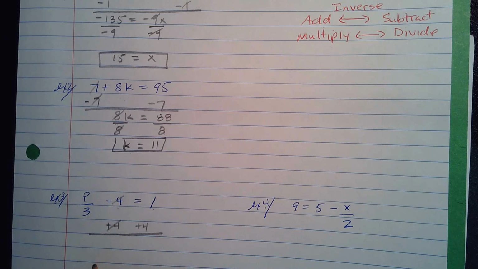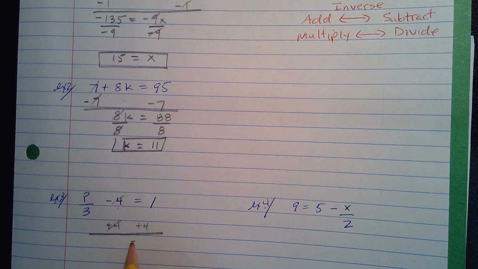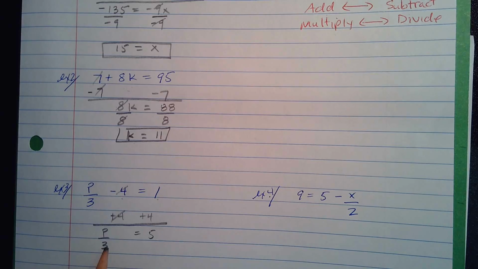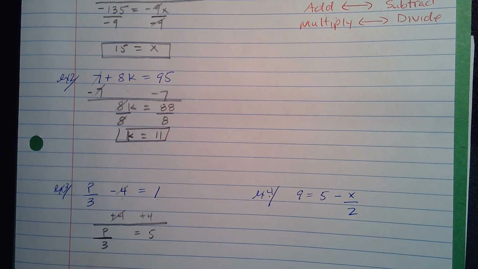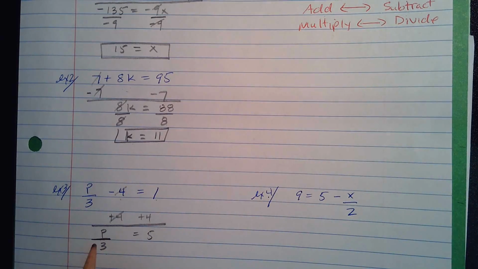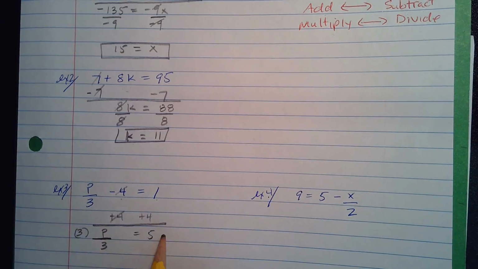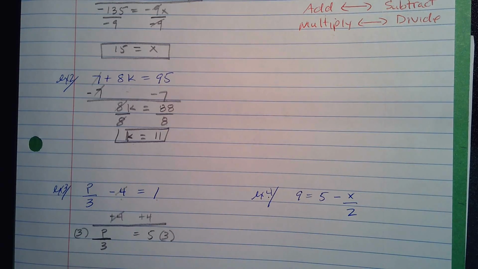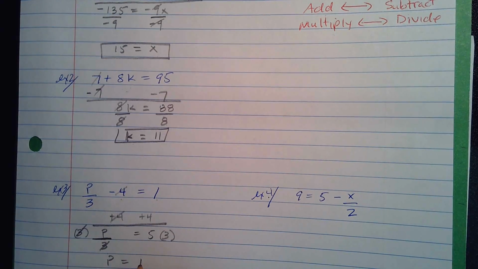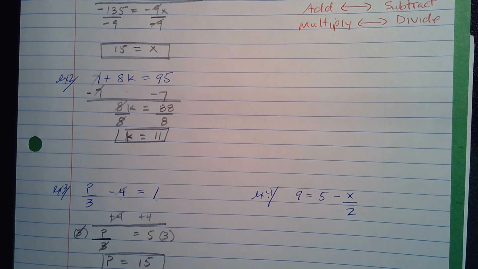So negative 4 plus 4 is 0. 1 plus 4 is 5. We have now p over 3. P is not by itself yet. This is p divided by 3. What's the inverse of dividing? It's multiplying. So I'm going to multiply by 3 on both sides of the equal sign to balance out the equation. This 3 and this 3 reduce to 1. So now you're left with p equals 5 times 3, which is 15.